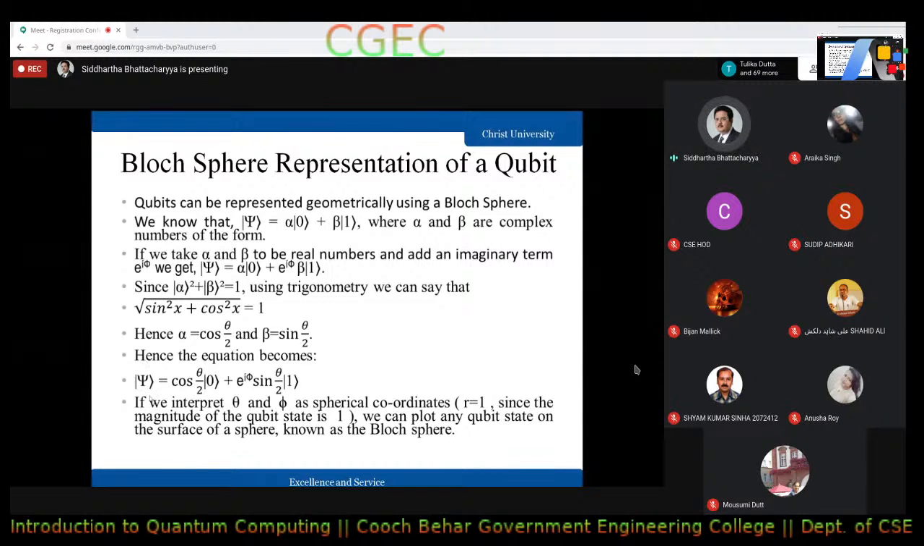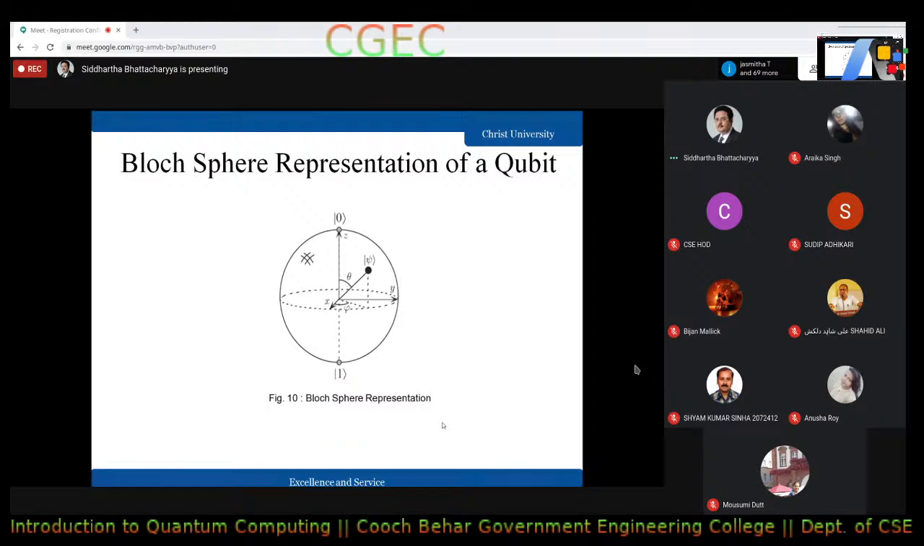If you represent the wave function in this form, you can interpret that theta and phi are spherical coordinates, and the radius vector r is equal to 1. Taking a normalized qubit, you can plot any qubit on the surface of a sphere as a vector like this. And you see psi is here, with the yz axis and the x plane here. The angle it makes with the z axis is theta, and this azimuth angle is phi. And there is the 0 state and the 1 state. So at any point of time, if this angle is 45 degrees, say, then it is midway between the two.